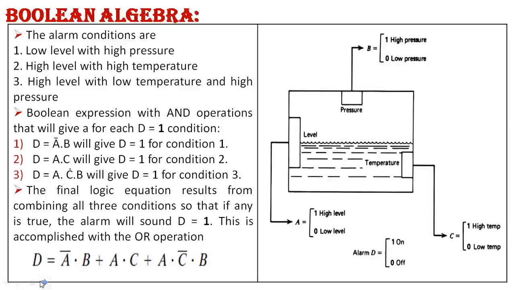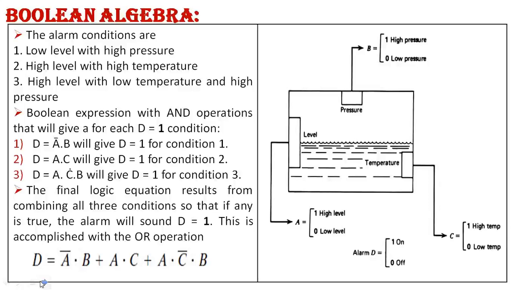So D is equal to A bar into B, then D is 1 for condition 1. D is equal to A into C, D is 1, alarm is on for condition 2. D is equal to A into C bar, then alarm is on for condition 3. The final logic equation results from combining all three conditions so that if any is true, the alarm will sound.